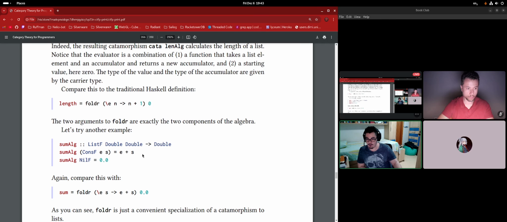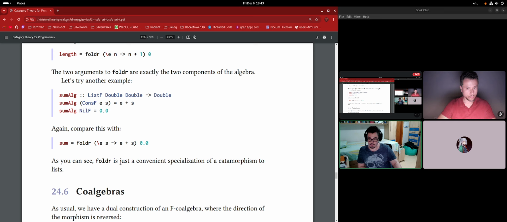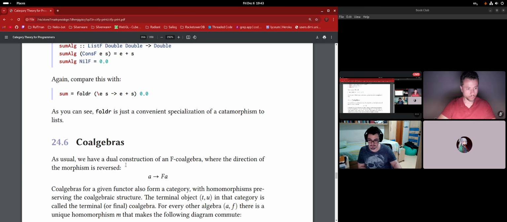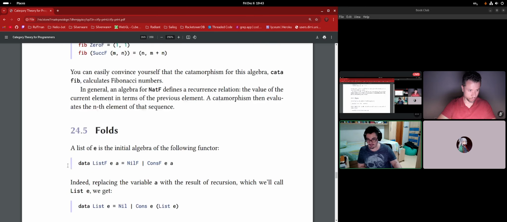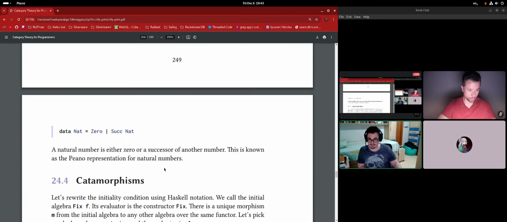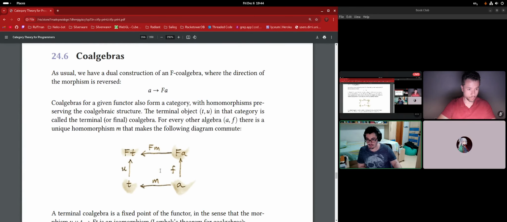And the two arguments of fold are exactly the two components of the algebra. So another example, we have now this other evaluator, and this is just summing up the elements of the list, right? So fold R is just a convenient specialization of a catamorphism to list. Very cool. And of course, it begs the question: what happens if you pick these diagrams and you reverse the direction of the arrows?